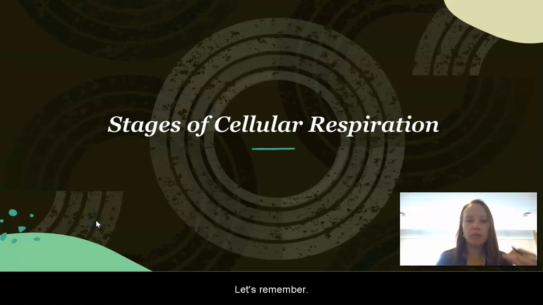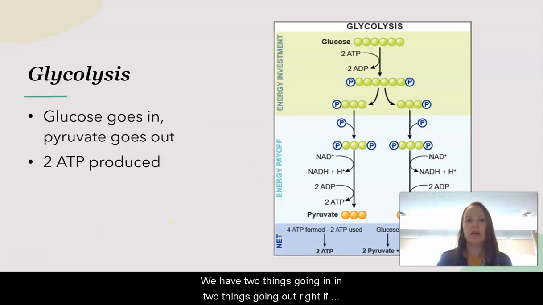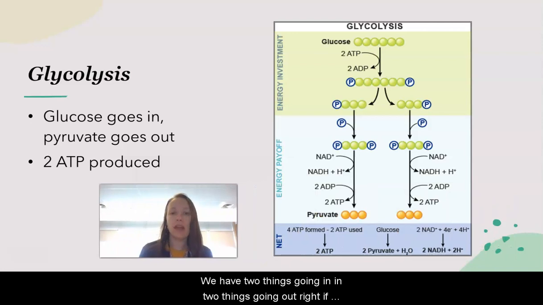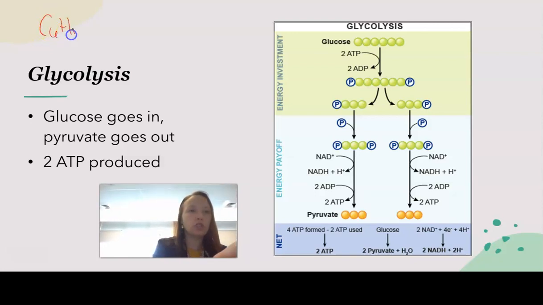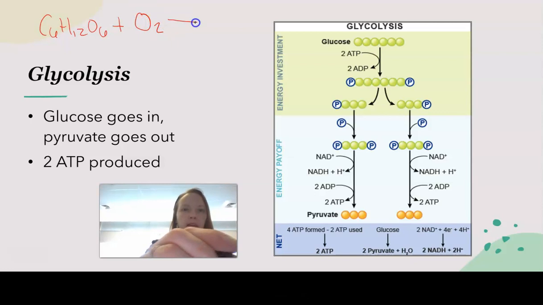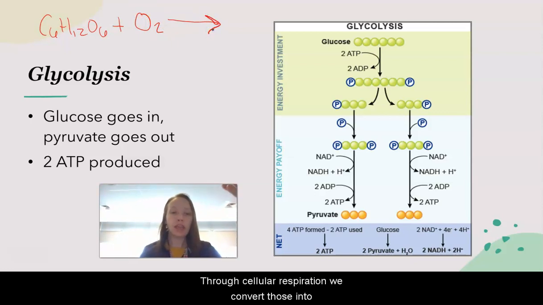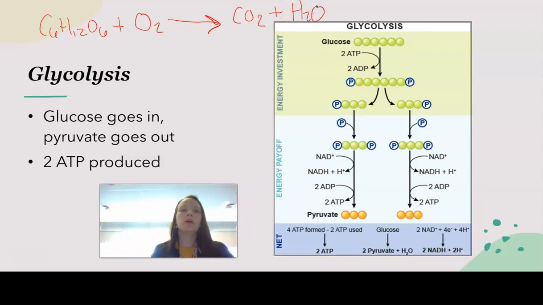So let's remember with cellular respiration, we have 2 things going in and 2 things going out, right? If we write out our equation, we have glucose going in, C6H12O6, plus what gas? Yeah, that's right, oxygen. And then through cellular respiration, we convert those into CO2 and water. All right.